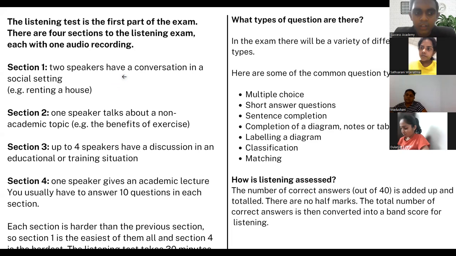It's the same with section two. They'll play the recording for the first 3 or 4 questions. Then they'll give you some time to look at the remaining questions. Then they'll play the rest of the recording. Same with section three. They'll play it in two parts.